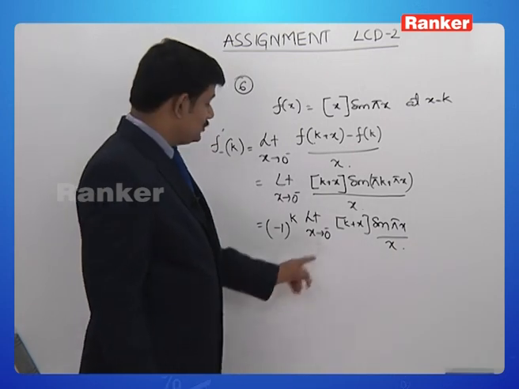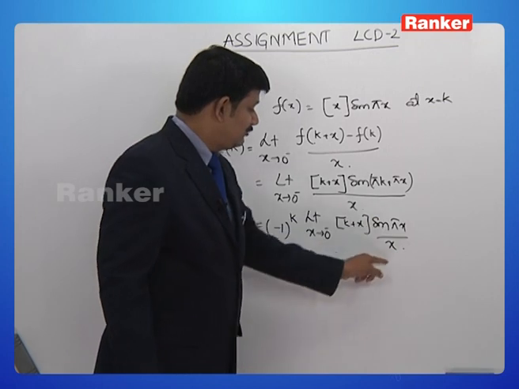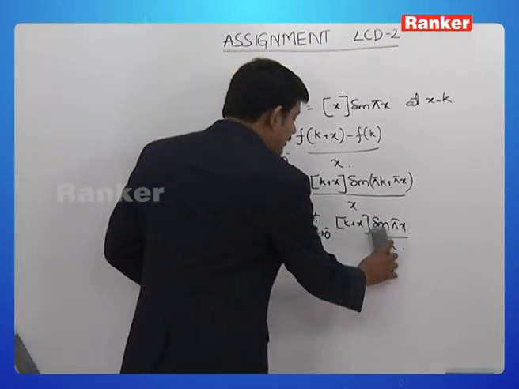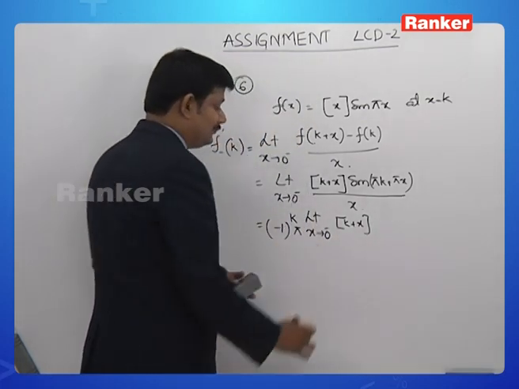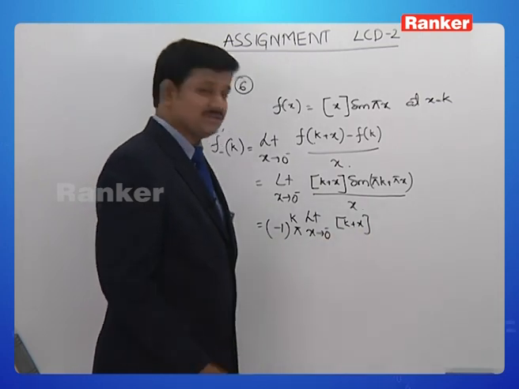Now as x tends to 0, sine ax by x is a. So this limit will be equal to pi. So sine pi x by x we can remove and replace it with pi, and pi we can bring out of the limit. Limit x tending to 0 minus of integral part of k plus x.